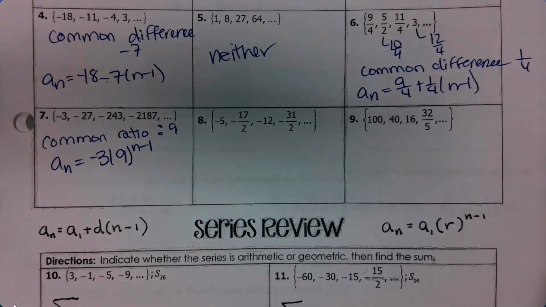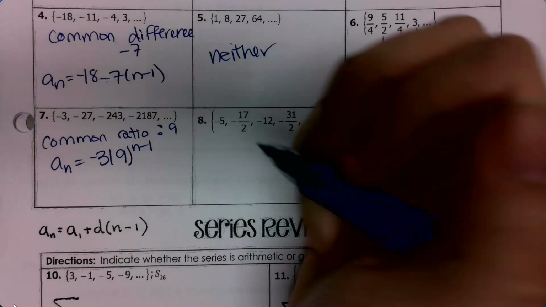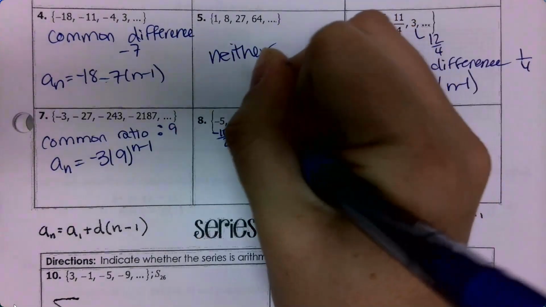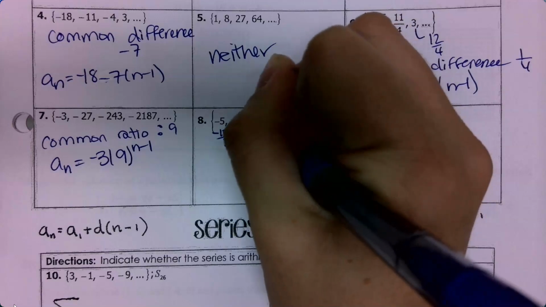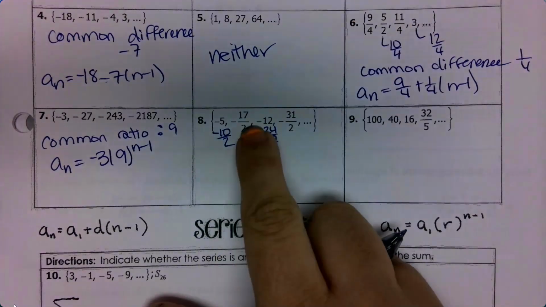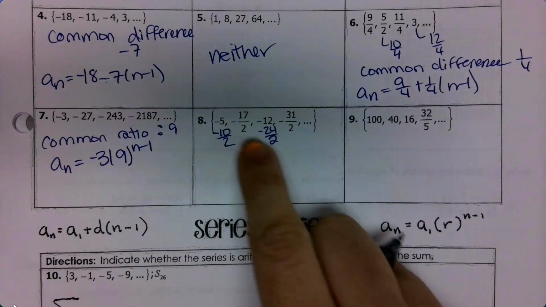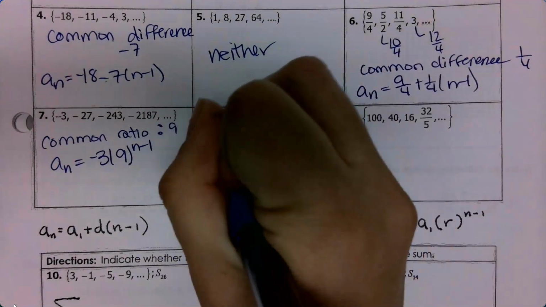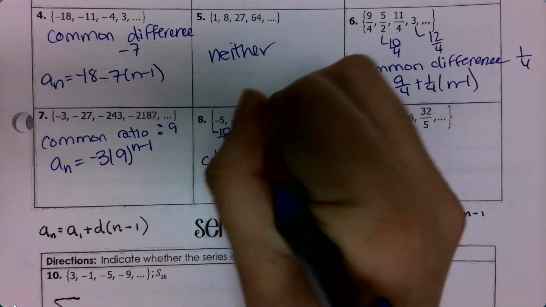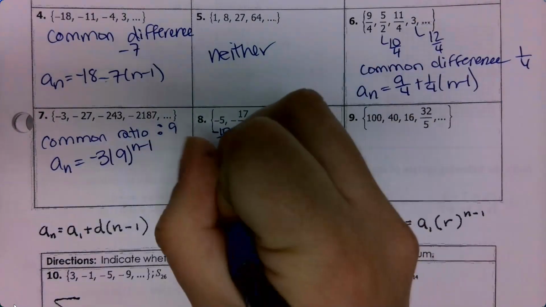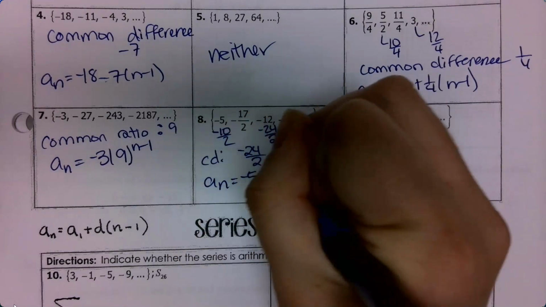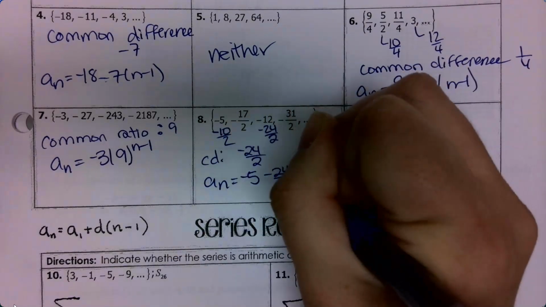My next one, I am again going to write these as fractions over 2 to make it a little easier. So this is going to be -10 over 2 and -24 over 2. So to go from -10 to -17, I subtract 7/2, and then I subtract 7/2 again to go to -24. So my common difference is going to be -7/2. And this one is going to be a sub n, my first term, which is -5, minus 7/2 times n minus 1.